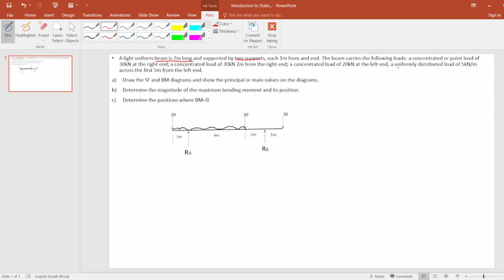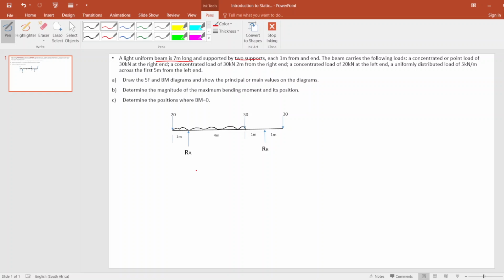There they've put a 30 kilonewton force. Then there's a uniformly distributed load of 5 kilonewton per meter across the first 5 meters from the left. Now our beam is 7 meters. From the right end we have 1, then we have 2. What will be left is 5. That means from the left end to this point here, we are having a UDL.